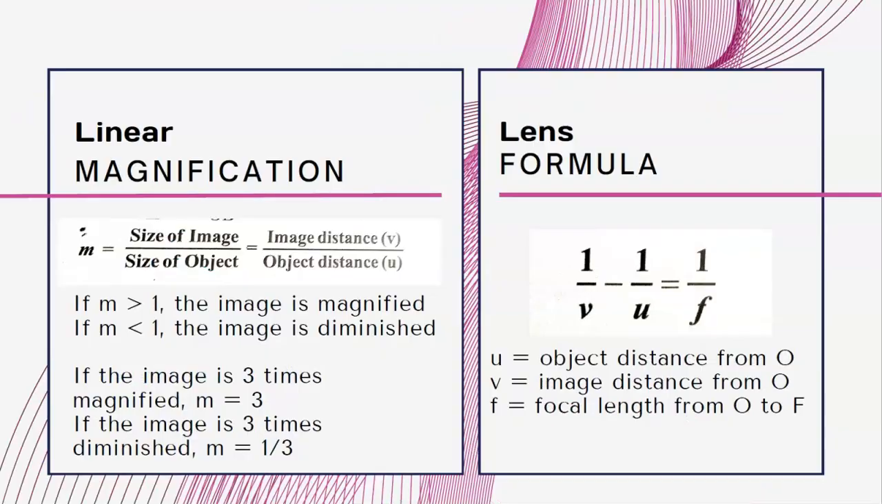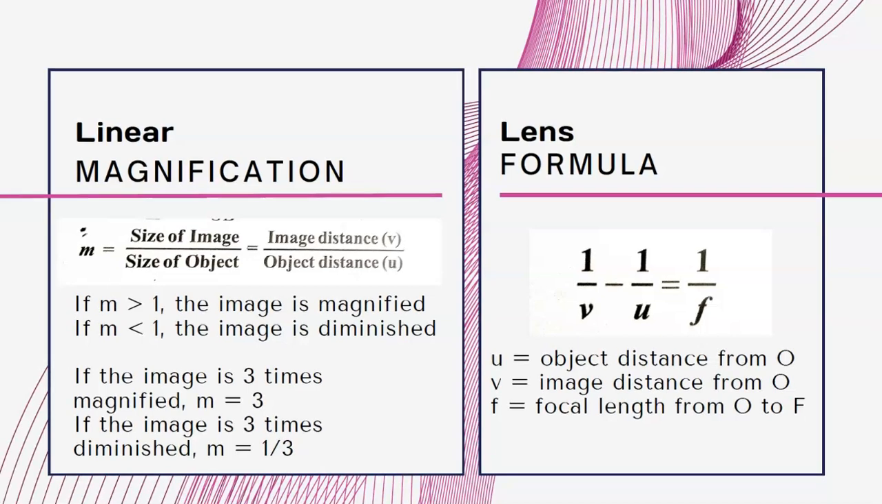Before we start with numericals, there are few things that we are supposed to learn or remember. The first concept is that of a linear magnification. Linear magnification is given by 2 formula. It has 2 equations. M is equal to size of the image upon size of the object. Size of the image is denoted as HI, and size of the object is denoted as HO. So it is HI upon HO.